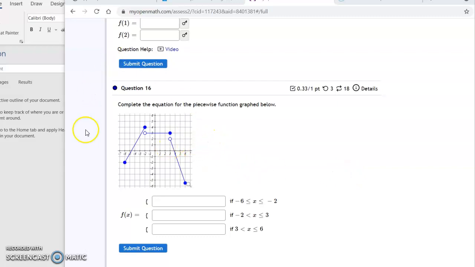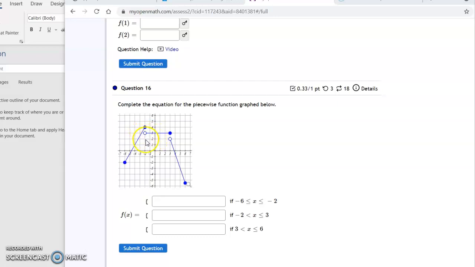Okay, so let's look at this piecewise function that we have graphed in question 16, and we've got to come up with the formula for each piece of the graph. Now let's start with the easy one. This piece right here, let's notice, is a piece of a horizontal line. And remember, we talked about in class that a horizontal line has the equation y equals a number. And in this case, you can see that it's going through 3, so it's y equals 3.